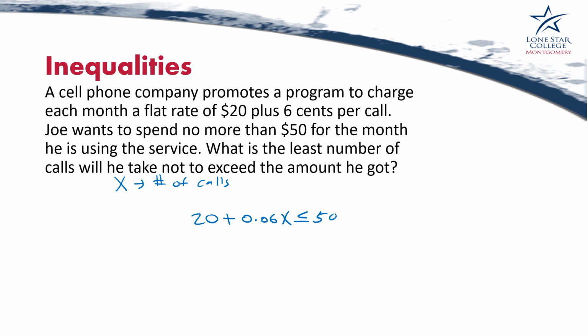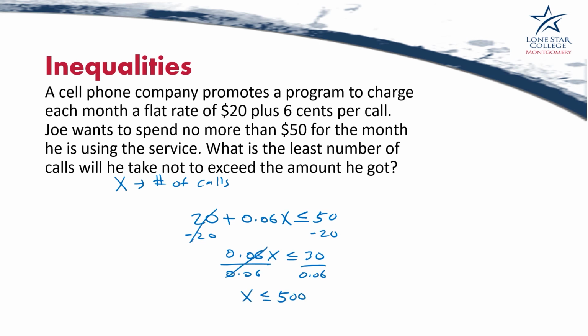Let's solve for x. So first thing we do is we want x by itself. So we subtract both sides by 20 to get rid of that on the left. So 0.06x is now less than or equal to 30. And to get x by itself, we divide by 0.06 on both sides. So x should be less than or equal to 500.